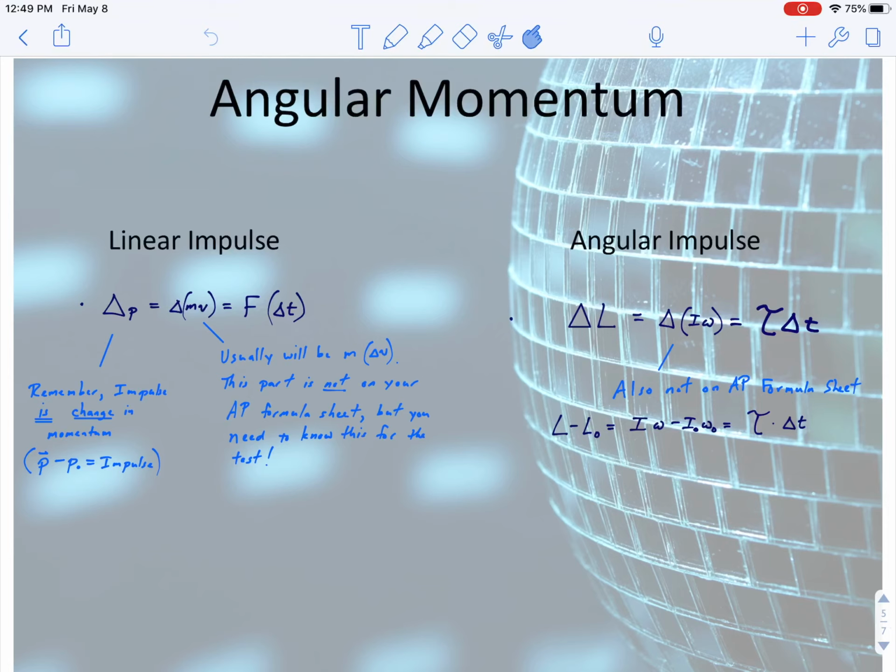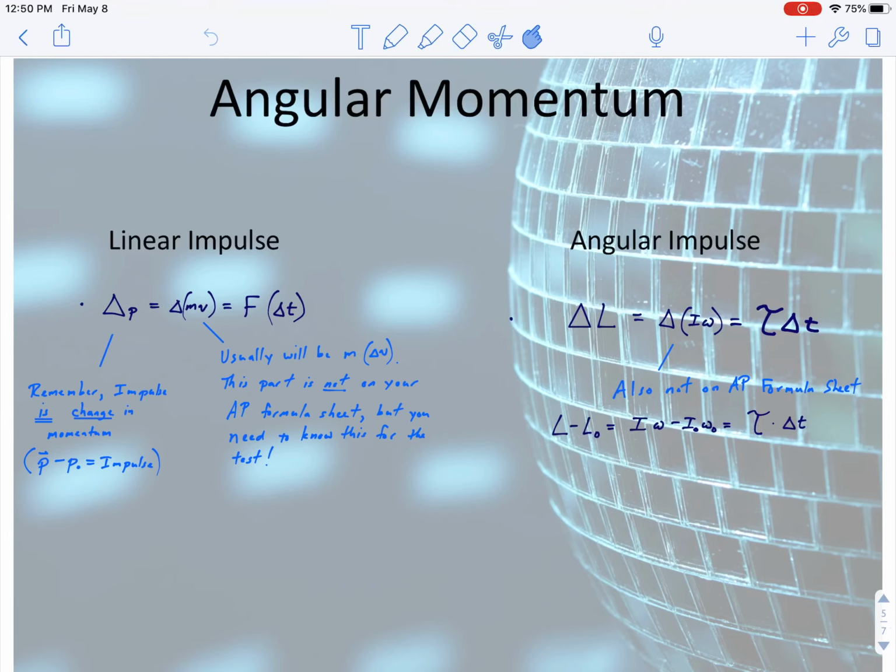We have the same idea with angular impulse. The angular impulse is the change in angular momentum, L final minus L initial. You can find this two different ways. First, you could do I final multiplied by omega final minus the quantity I initial multiplied by omega initial.